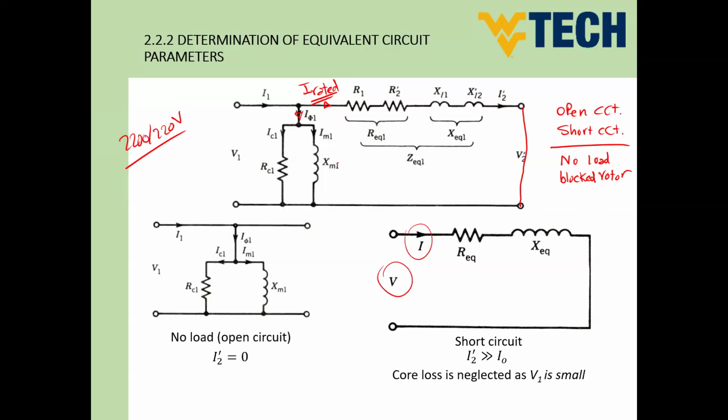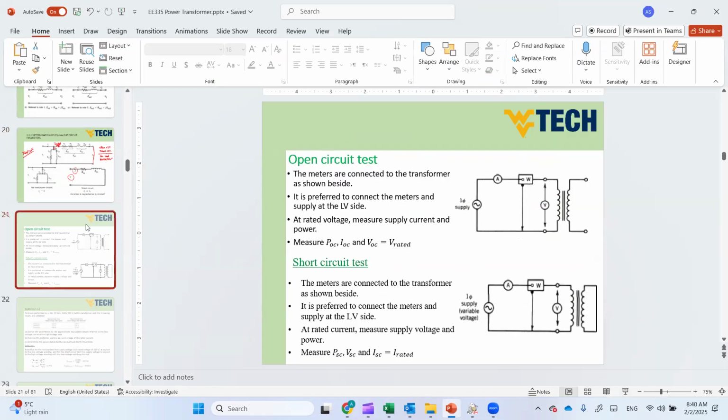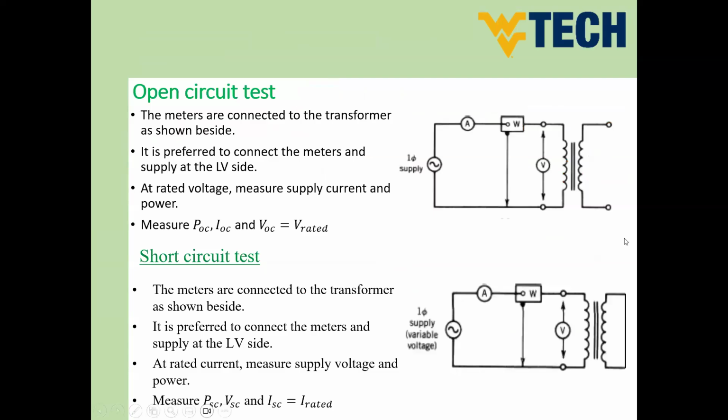So let's firstly describe how can we make these tests, guys. For the open circuit test, let me write one more slide here. So for the open circuit test, this is our transformer. We connect the transformer to a single phase supply, ammeter, and wattmeter. So we will measure the power, the current, and the volt through the voltmeter here. I'm going to call this V open circuit, P open circuit, and I open circuit.